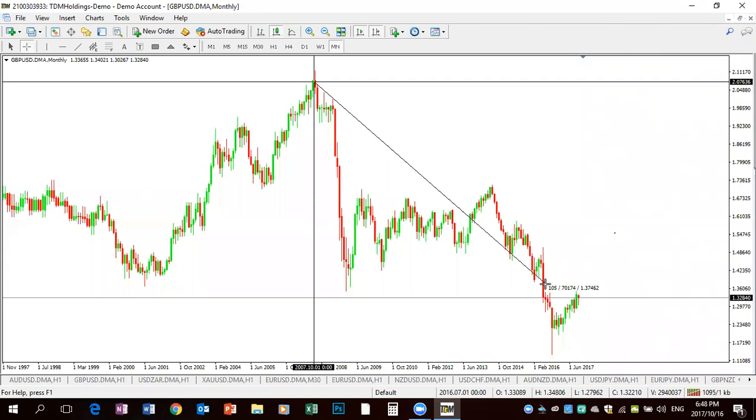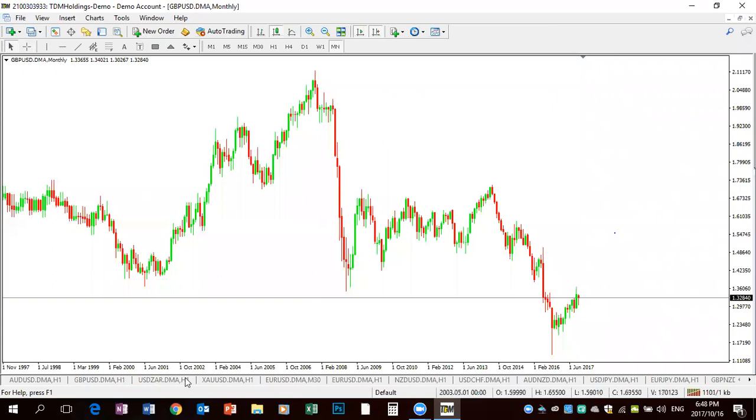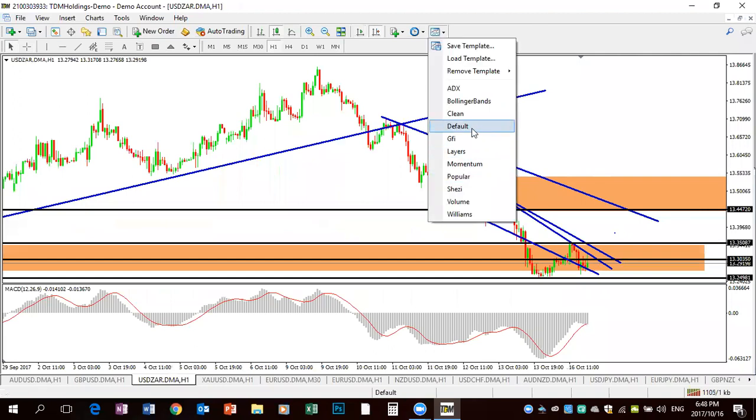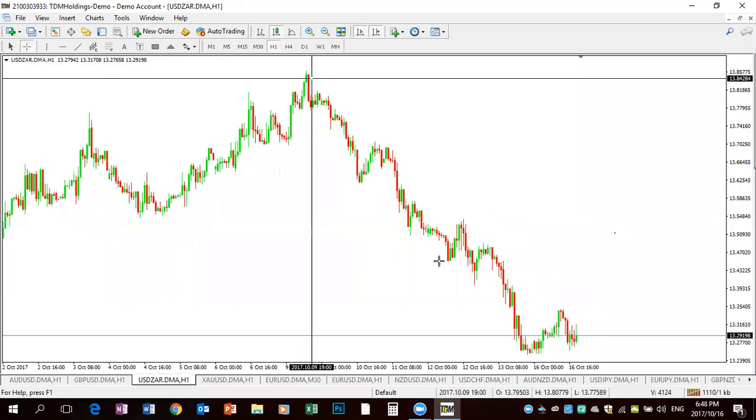Always you neglect the last number. It doesn't matter how many numbers you have there, only one number that you neglect. Even if you go to USD ZAR, USD ZAR has got big numbers. Now, can you see these big numbers? But I still have what?